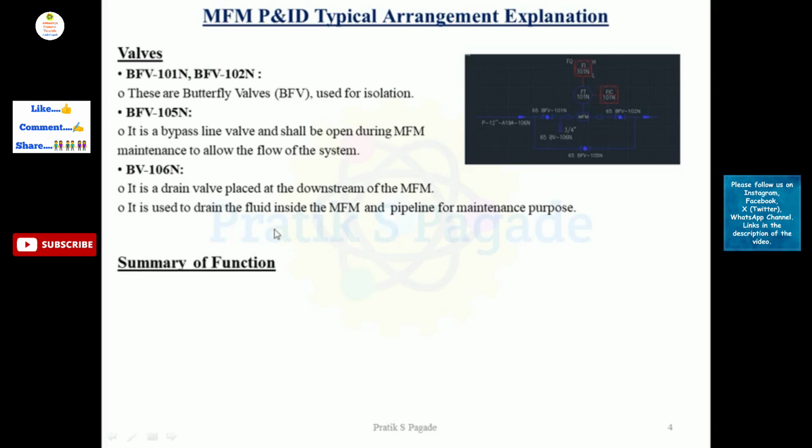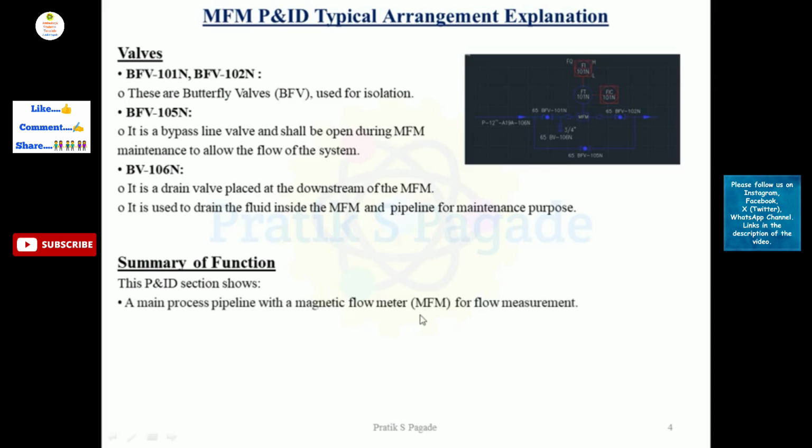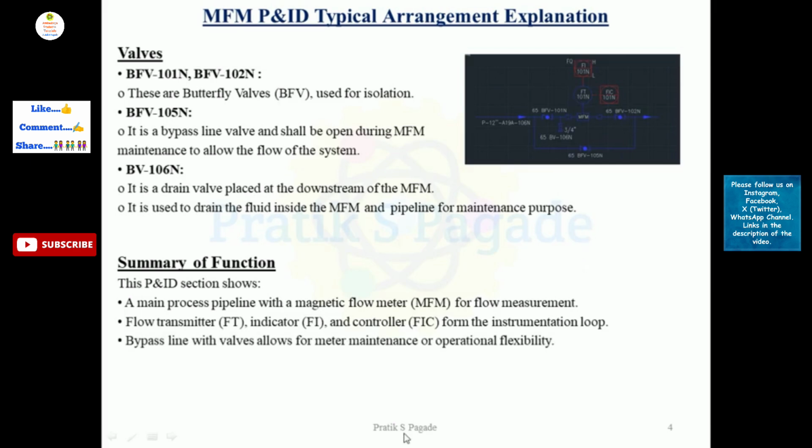So let's see the summary of function. This P&ID section shows the main process line with a magnetic flow meter for flow measurement. This is the main magnetic flow meter on the line. Okay, flow transmitter, indicator and controller, FT, FI and FIC, form the instrumentation control loop. Okay, bypass line with valves allows the meter maintenance or operational flexibility. Connected valves ensure proper isolation, flow control, and possibly sample or drain functions.